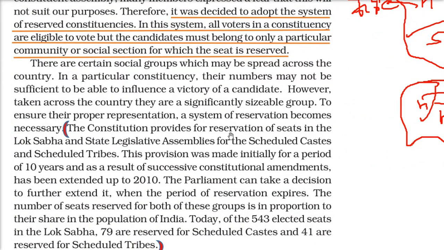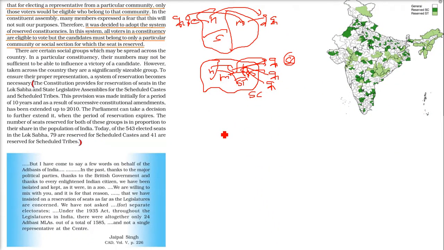So the constitution provides for a reservation of seats in the Lok Sabha and the state legislative assemblies for the scheduled caste and scheduled tribe. This was initially for 10 years, and after different constitutional amendments, it has been extended till 2020. Now the parliament can extend this period. So if you see, 543 seats are there in Lok Sabha.